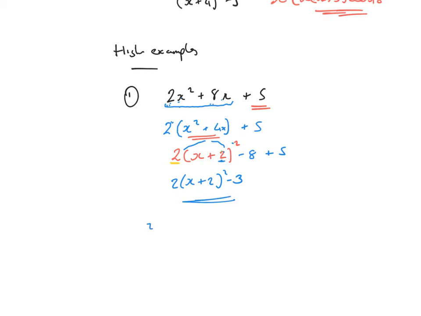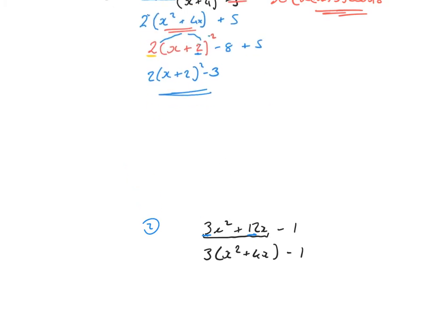Let's try example 2. Let's go for 3x squared plus 12x minus 1. Okay, first move, take out a numerical common factor: 3 bracket x squared plus 4x, close the bracket, minus 1. That bit's dead easy, so I just take 3 from 3 and 12. 3 times what gives you 3x squared, x squared. 3 times what gives you 12x, 4x, close the bracket, and take away 1.